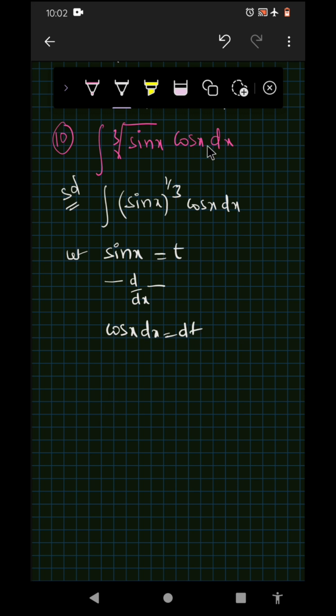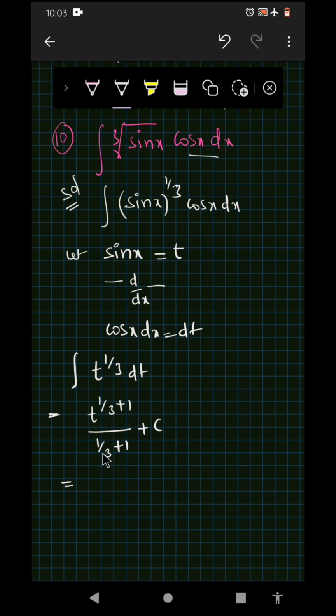So now we got the value of cos x dx and sin x is equal to t. Substitute these two in the question. We get sin x power 1 by 3, where sin x is taken as t, therefore t power 1 by 3, and cos x dx is equal to dt. So now we get integration of t power 1 by 3 is equal to t power 1 by 3 plus 1 by 1 by 3 plus 1 plus c.